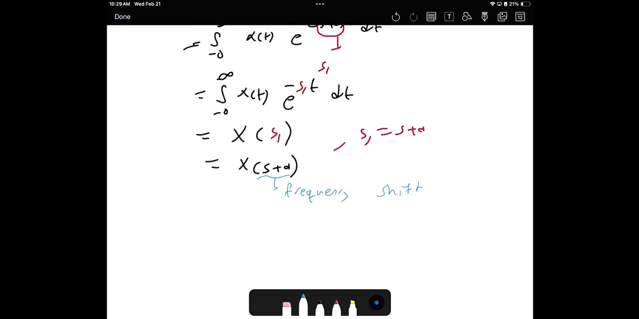So as a result, we will say whenever we have e power at x of t multiplied by a function, not the exponential value of t, by the function alone, this will make it X of s plus a. It makes a frequency shift. Yes? So frequency shifts along the x-axis of the Laplace plane. What does the vertical direction mean? Imaginary axis. So s, basically, is a complex number.